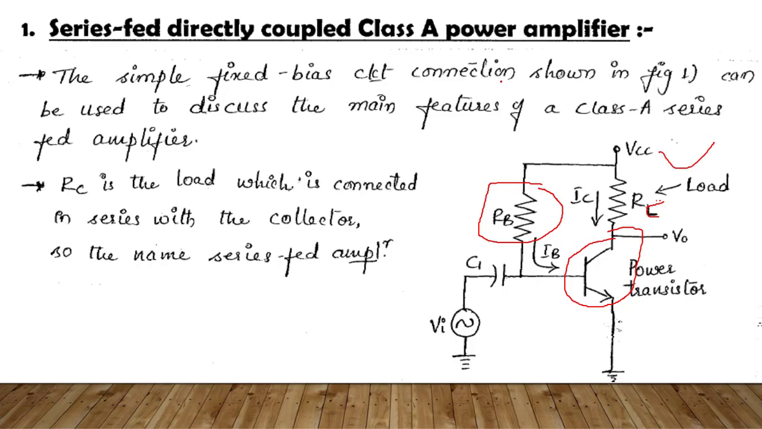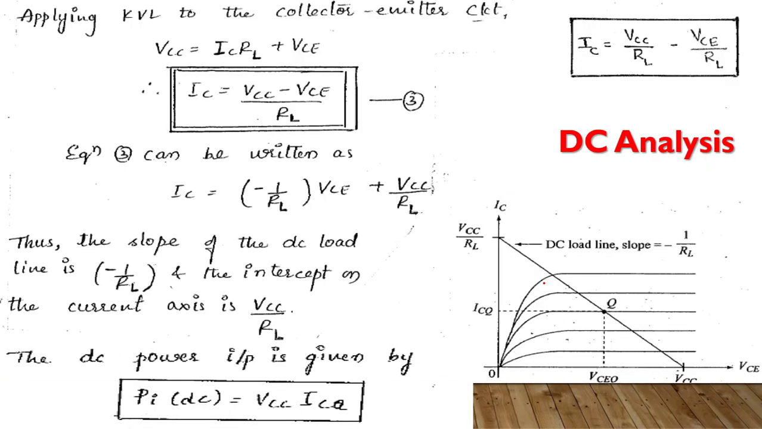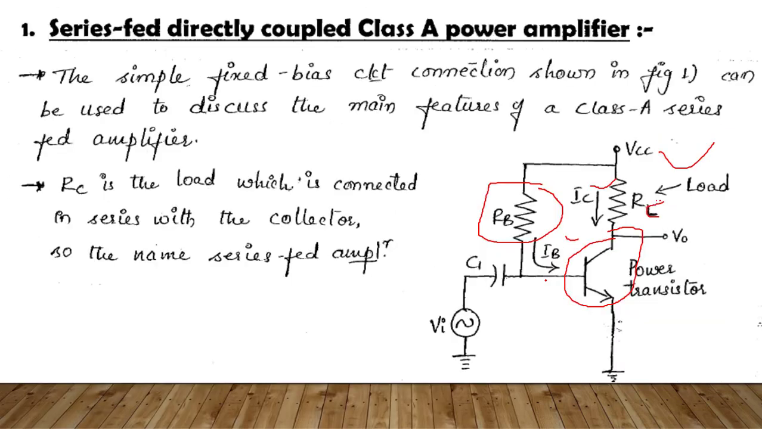If you take that circuit here, what are the things we can take? What is IC, what is IB, what is RC, what is RB we know, and what is VI here. In this circuit we have to apply KVL to the output side. If I apply the KVL to the output side, what do we get?